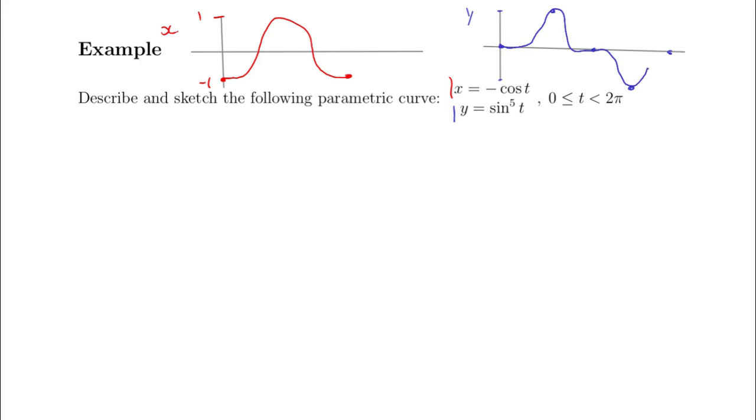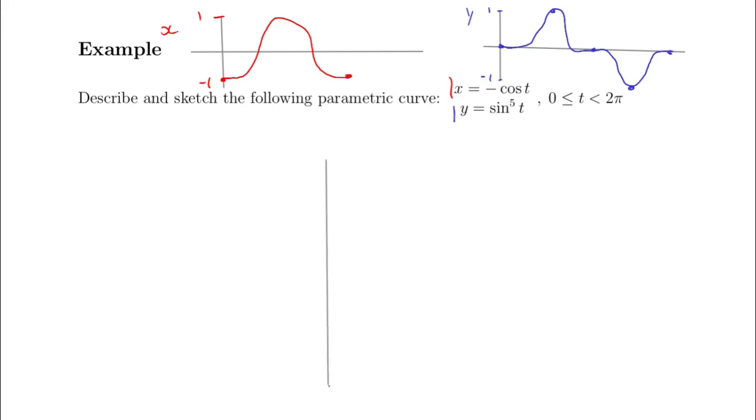This is kind of a weird function. But that's approximately what your sine of t raised to the fifth function looks like, where again, this is 1 and this is negative 1. Okay, so how do we actually draw this thing parametrically then?